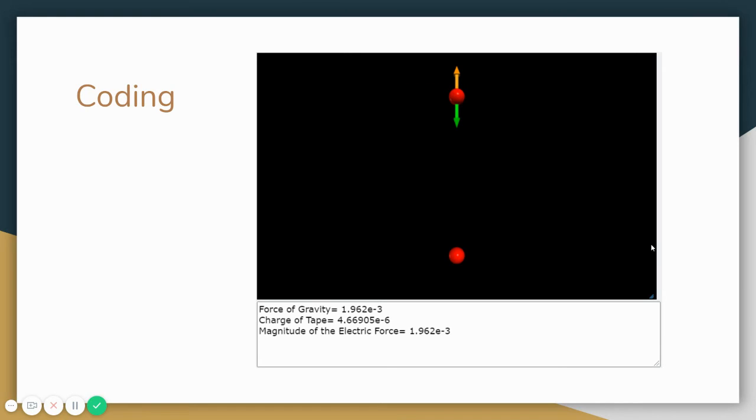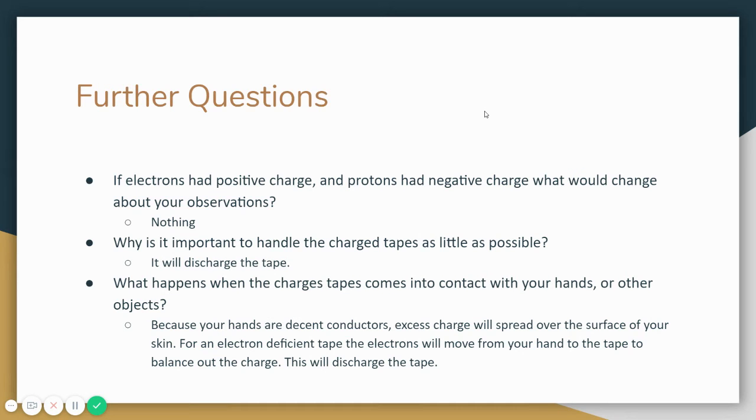In this coding project, I did not use my own numbers, but rather made up numbers. But with these numbers, I found the charge of the tape to be 4.7 times 10 to the negative 6 coulombs.